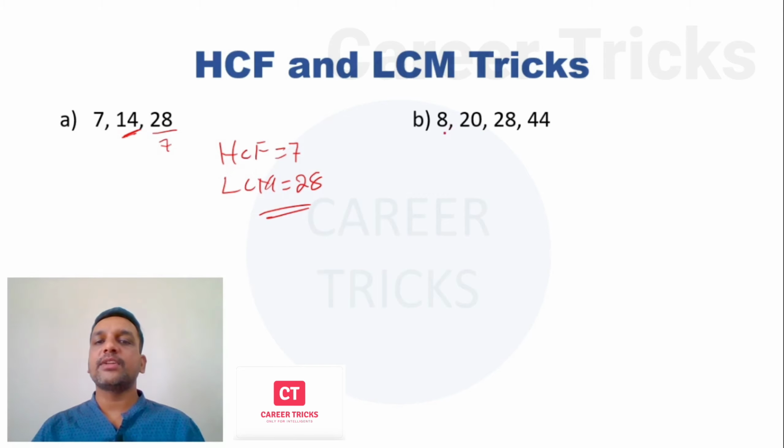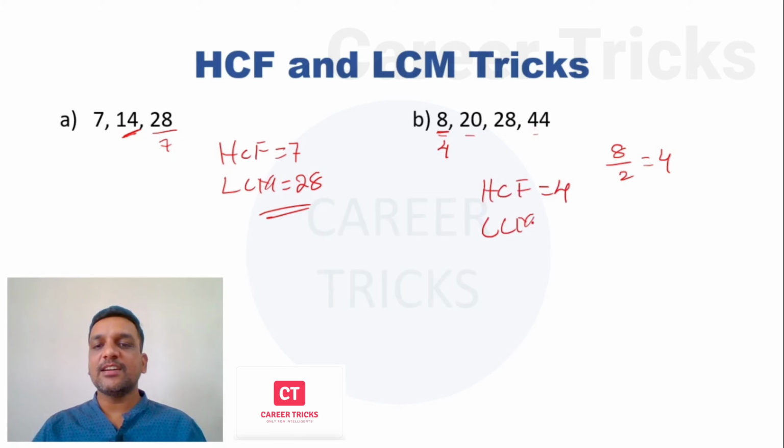In the second problem, I am taking 8, 20, 28, 44. I want to find the HCF now. How to find the HCF for this? I will check with the lowest number. The lowest number is 8. Is 20 divisible by 8? No, right? Then what I will do is take 8 and divide it by 2, so 4 will be there. I will check whether 4 divides all these numbers. 8 is divisible by 4. Yes. 20 is divisible by 4. Yes. 28 is divisible by 4. Yes. 44 is divisible by 4. Yes. Then the highest common factor is 4.